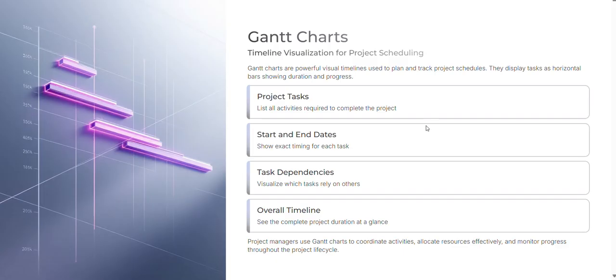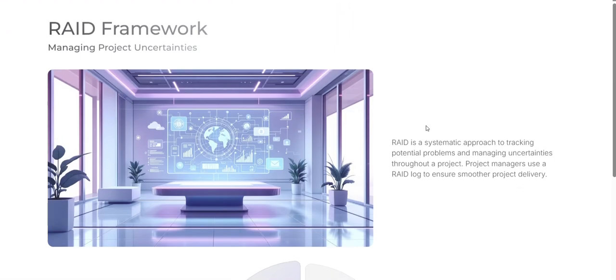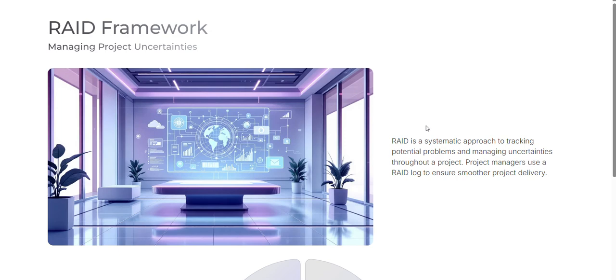So project managers use Gantt charts to coordinate activities, allocate resources effectively, and monitor the progress throughout the project life cycle. So it is a really easy tool, but once you know how to use it, it's quick and very easy to understand your overall project.